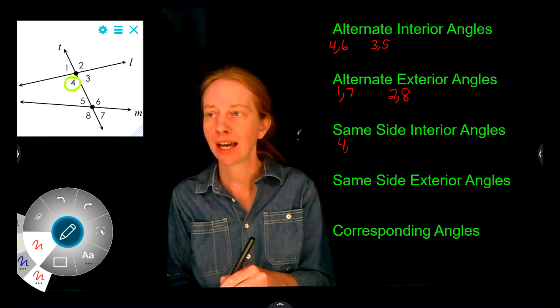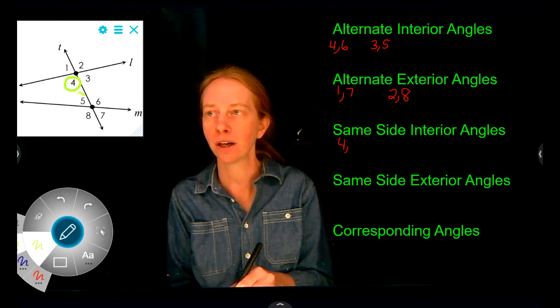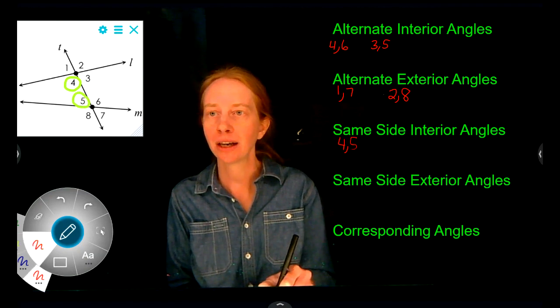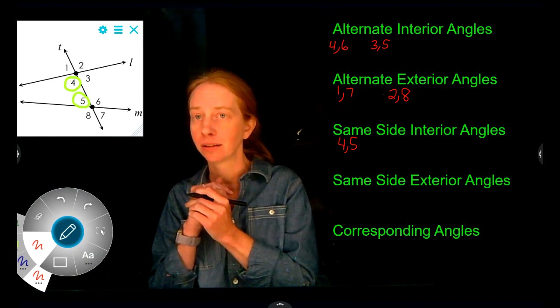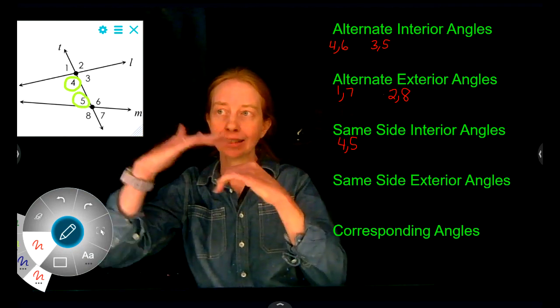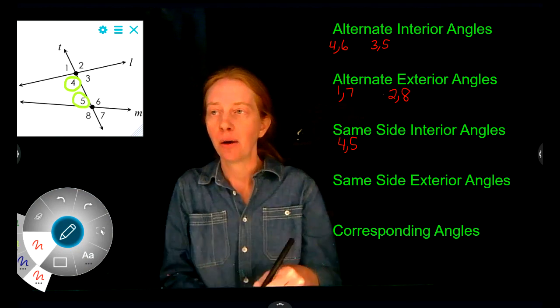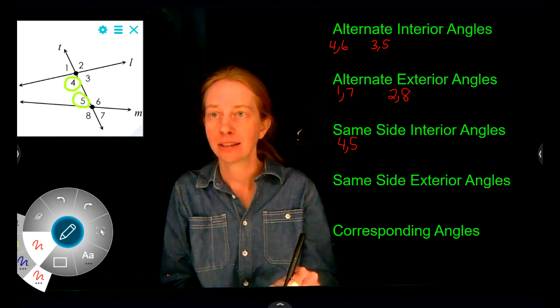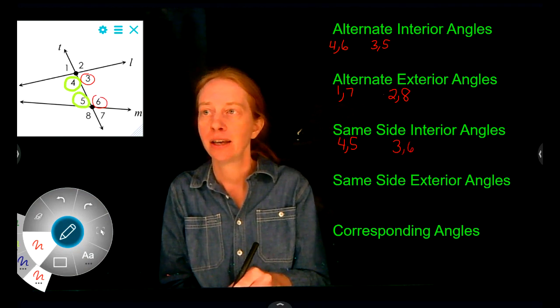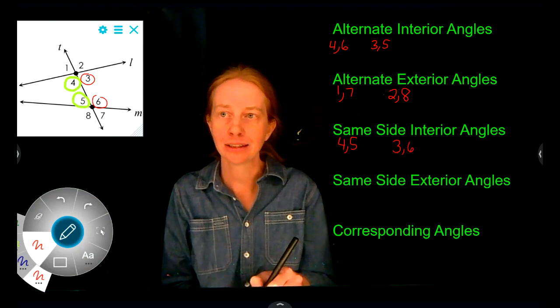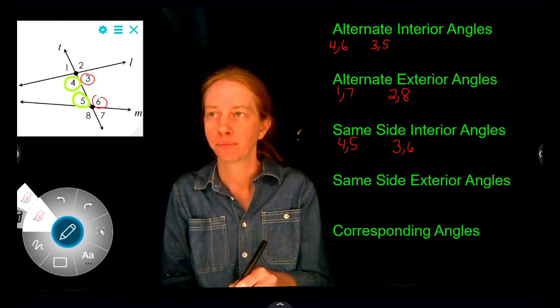Okay, so same side interior angle to 4 is angle 5. The reason is because they are on the same side of the transversal line, and they're both inside the sandwich. Now our other pair is going to be 3 and 6. 3 and 6 are on the same side, and they're both interior of the sandwich.